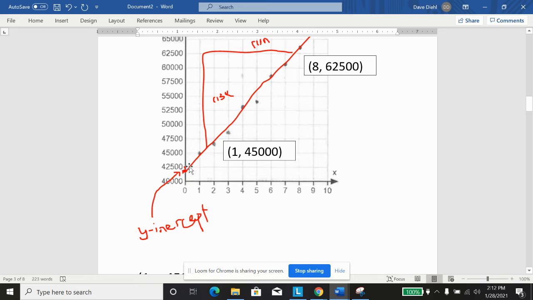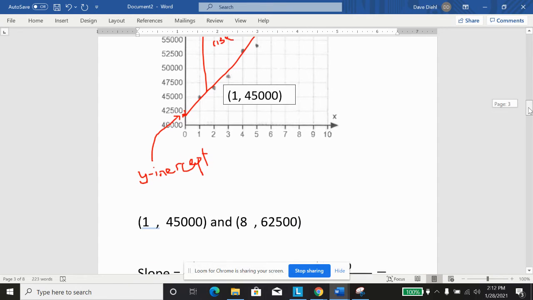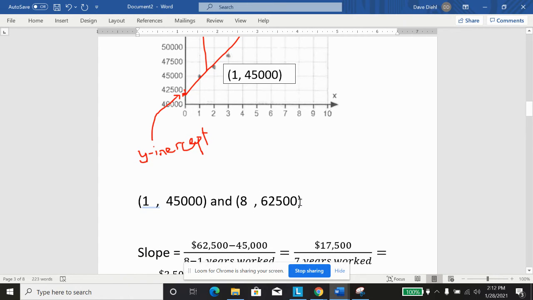Then he found the y-intercept. If you continue the line back here at year 0, what would he have been earning? So before he even started, what was the contract for? So again, the 2 points that he had was this.